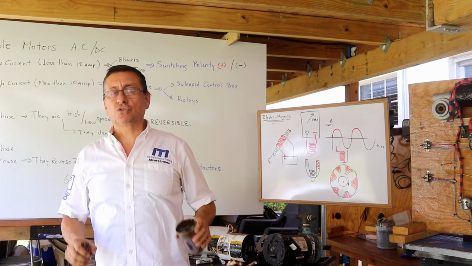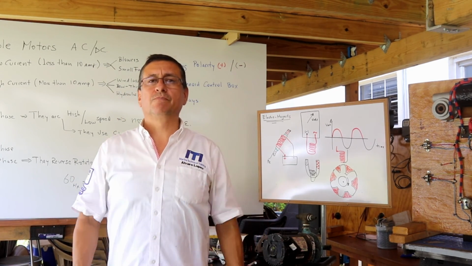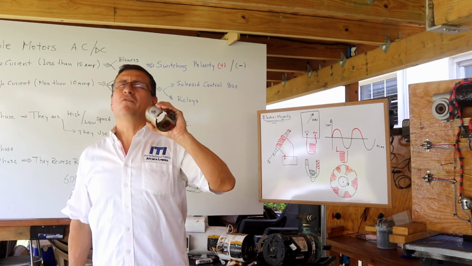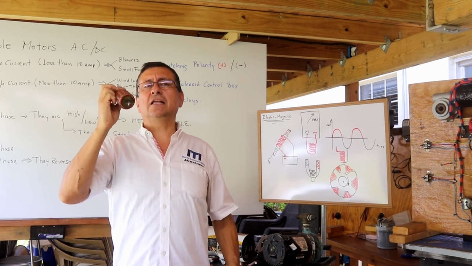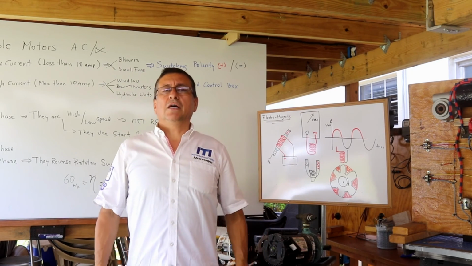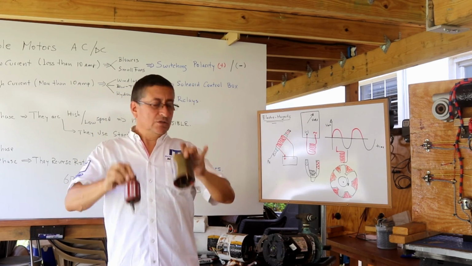DC motors work with the principle of electromagnetism: electromagnets in the rotor and permanent magnets on the stator, or vice versa. In some cases, the rotor is permanent magnets and the electromagnets are on the stator. It's exactly the same. Those are DC motors.